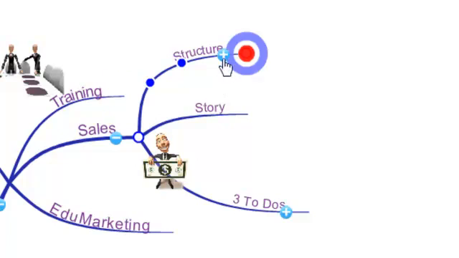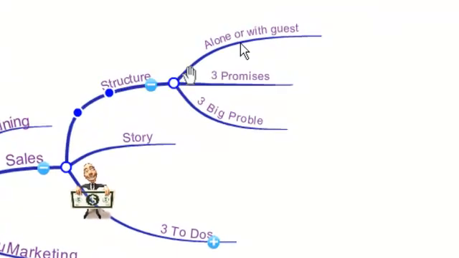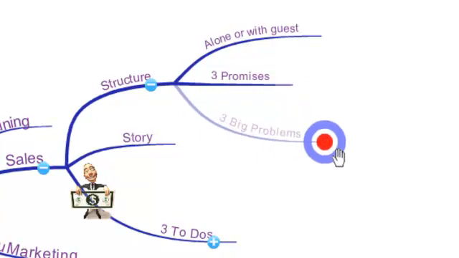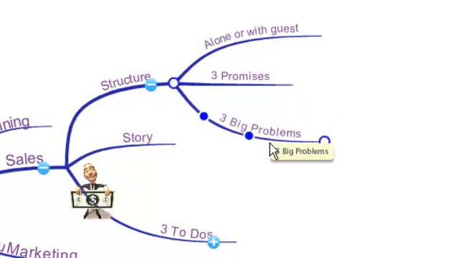And let's talk about structure first. Whether you're doing the seminar alone or with a guest or the webinar, you want to work with three promises. Webinars work really, really well when you work in threes. Make three promises and find three big problems that your customers or clients have. So make three promises that will take care of three big problems that your folks have.